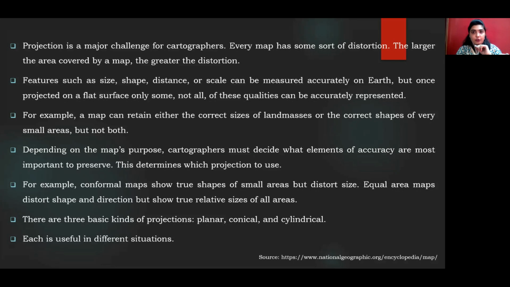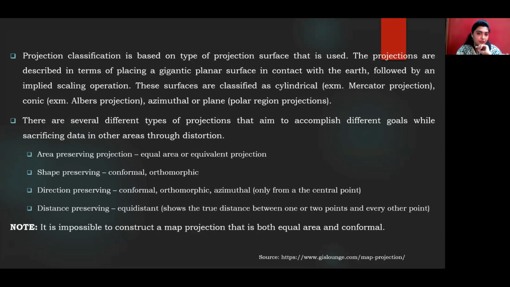These elements of accuracy will determine the projection that has to be used. There are three basic types of projections that we have, and these are planar projections, conical projections, and cylindrical projections. As I told you, there are different types of projections, and all these types have different goals of sacrificing data and preserving accuracy of certain types of data.